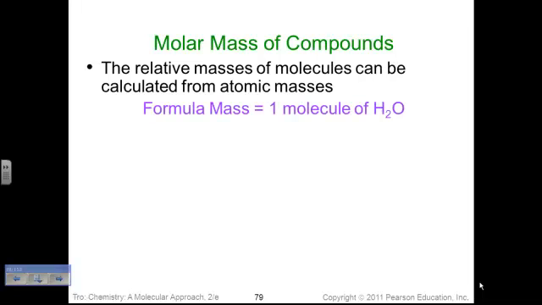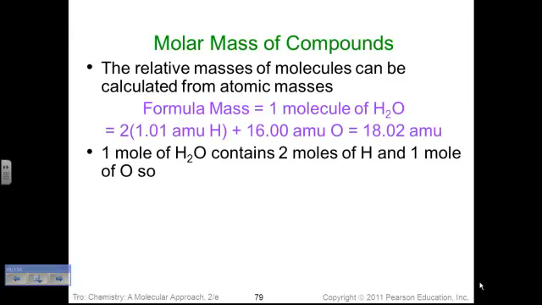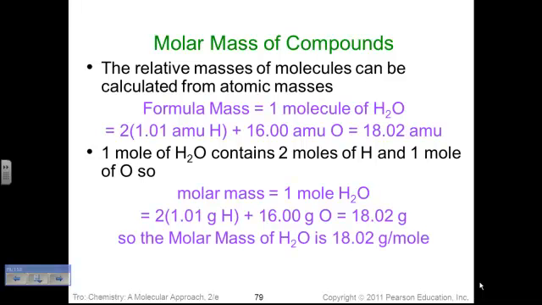Now, a single molecule has a weight in atomic mass units, but we can generally take the compound in terms of mole numbers. The relative masses of molecules can be calculated from the atomic masses of our periodic table. We just said that a molecule of water is found by adding 2 H's to the weight of an O, called its formula mass. But a whole mole of water still contains 2 moles of H's and 1 mole of O. Its molar mass would weigh 18.02 grams.